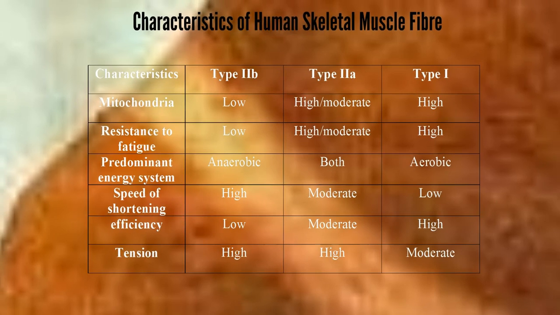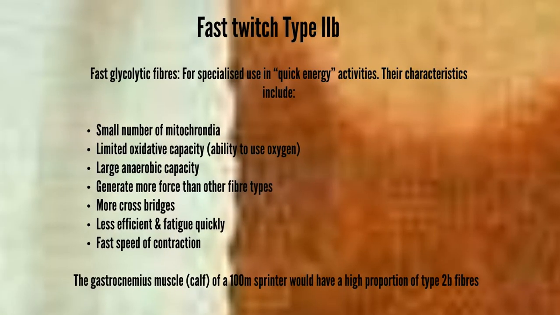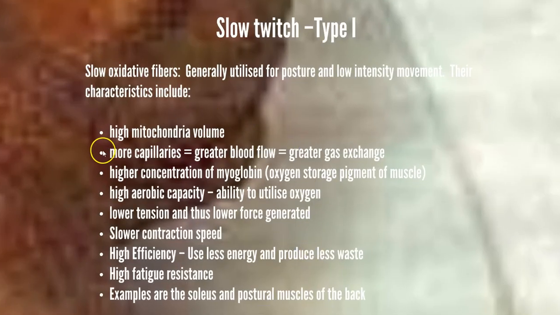If I just drop back to slow twitch, we're going to write in high mitochondria, high capillaries, high myoglobin, and high fatigue resistance are the 4 things that I want you to remember there. So that's mitochondria, capillaries, myoglobin, and fatigue resistance. 4 key characteristics of slow twitch fibers. And there's a reason I've picked those 4, which will become clear soon. Okay, so we'll jump back in to the Prezi now.